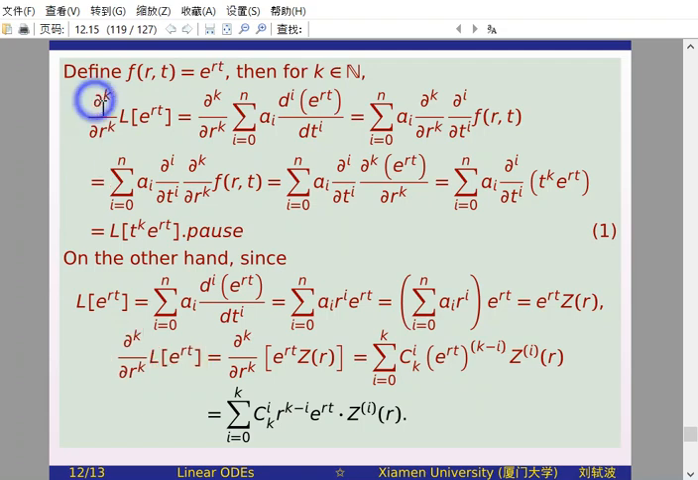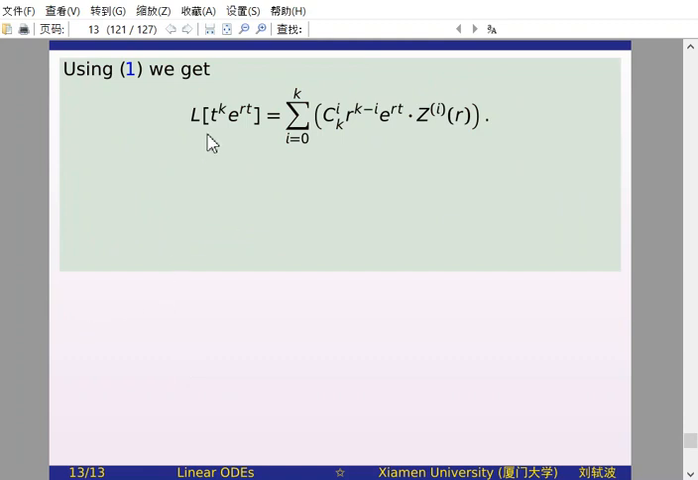And we also have another expression of the same quantity, which is L(t^k e^{rt}). So these two, the last line in this page and the yellow box, should be equal. That is, we have this equality. This equality is true for every r and every t.